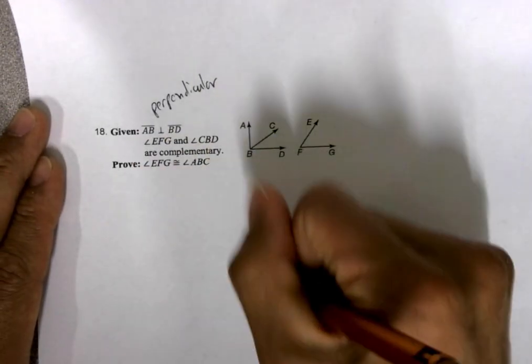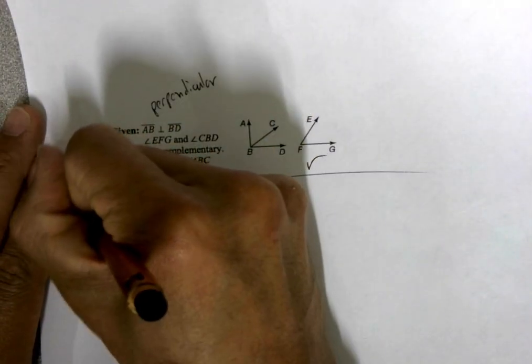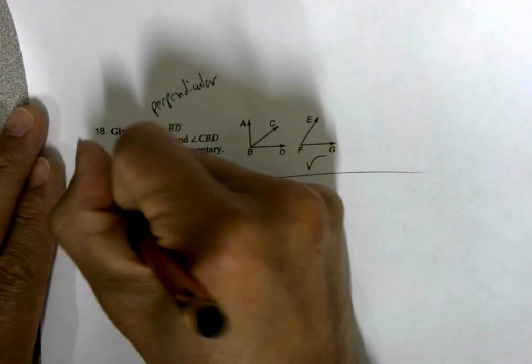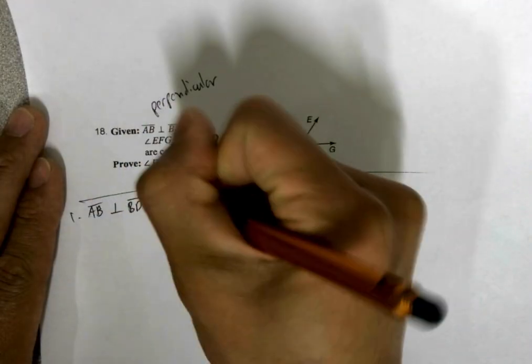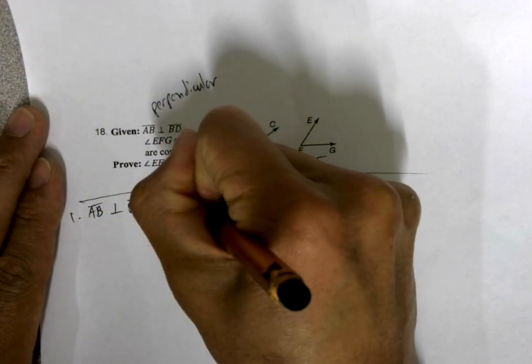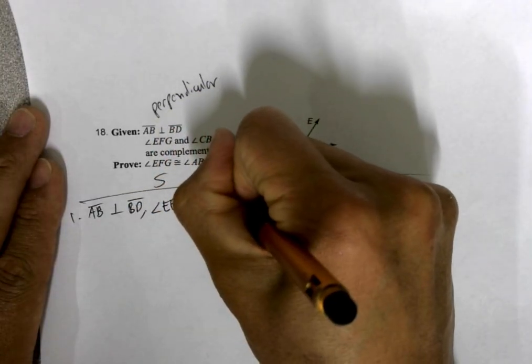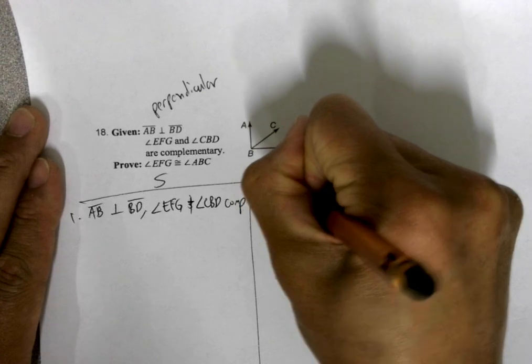Alright, let's go ahead and start with our statements and reasons. Number one is going to be our given statements. So it's segment AB perpendicular to segment BD. And we're also given that angle EFG and angle CBD are complementary. Number one is given.